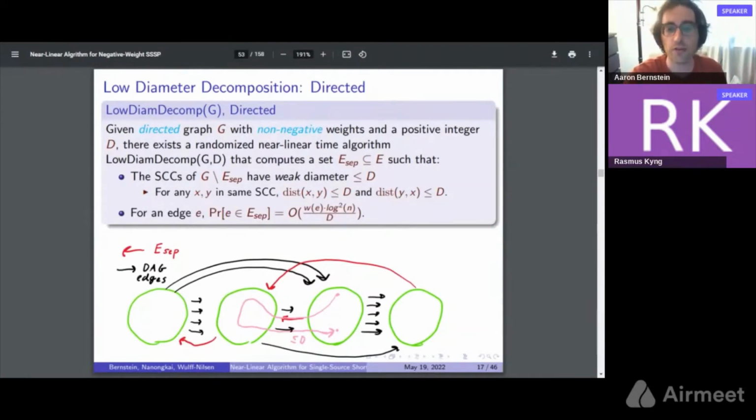And again, we want to ensure that there are a few of them, and in particular, we're going to show that the probability of any edge being a red edge is small. Okay, so this is the directed decomposition. Definitely ask me if there are questions about the guarantees, because we're going to be using this over and over and over again.